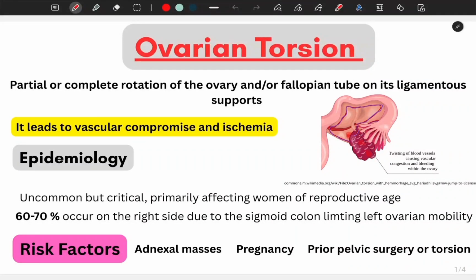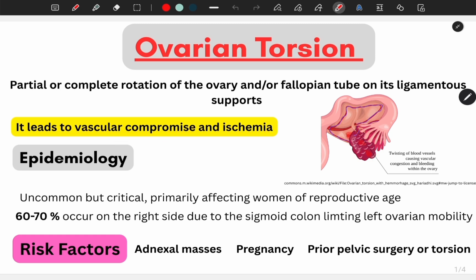Hi. In this lesson, we are diving into ovarian torsion. Ovarian torsion is a gynecological emergency that requires rapid recognition and management to preserve ovarian function and prevent further complications. Ovarian torsion refers to partial or complete rotation of the ovary or fallopian tube on its ligamentous supports. As a result of this twisting, the blood vessels also get twisted, and it leads to vascular compromise and ischemia.